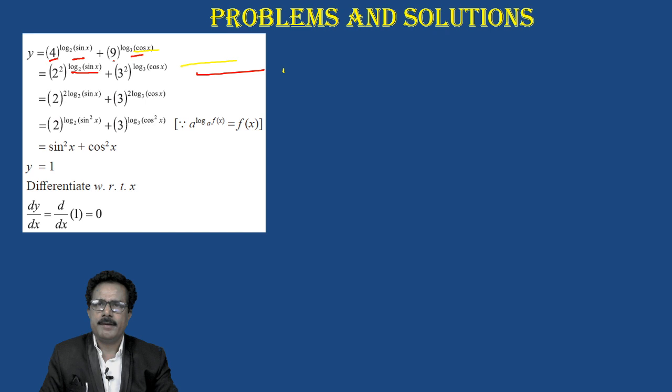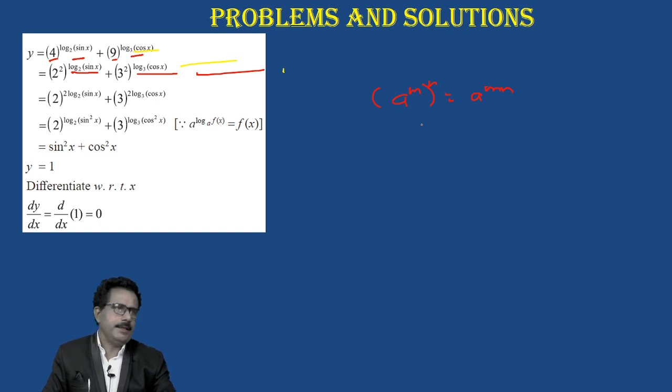4 can be written as 2 square, again put the index as it is. 9 can be written as 3 square, again the index as it is. Therefore, here we have to use the formula a raised to m bracket raised to n gives a result a raised to m into n. Okay. Therefore, we can write this as 2 into log of sin x to the base 2. Here 3 square its power log of cos x to the base 3 is 2 into log of cos x to the base 3. Again this is in product form, we can transfer it into the index.